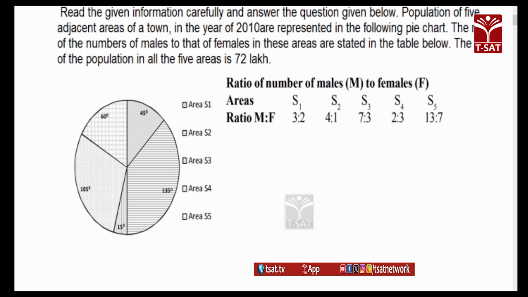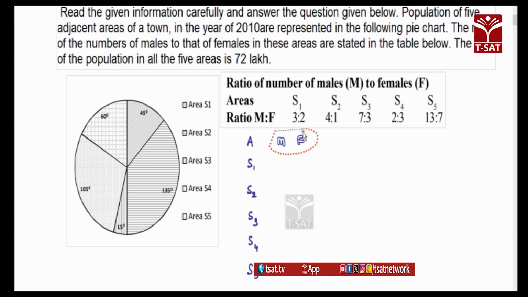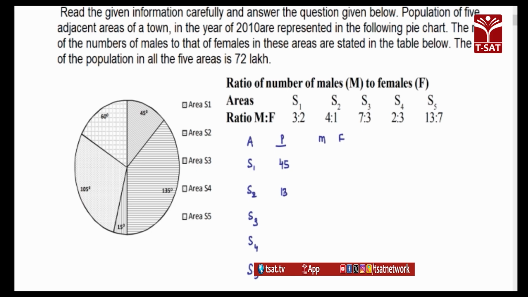Now I'm just taking the areas first. Area S1, S2, S3, S4, S5. Male to female ratio is given in the same box here. So male and female. First write down the population here. S1 it is 45, S2 it is 135, S3 it is 15 degrees, S4 105, S5 60 degrees. Now I am asking you to divide these degrees in the given ratio.